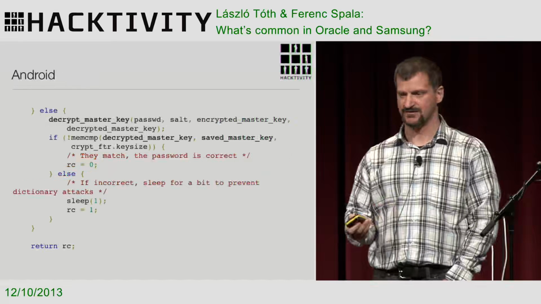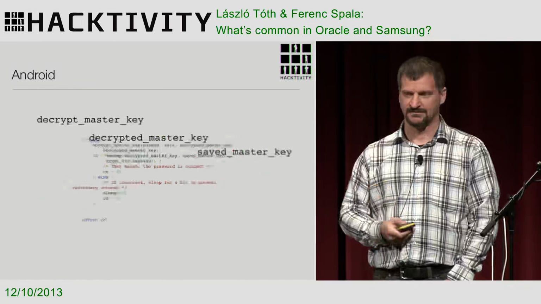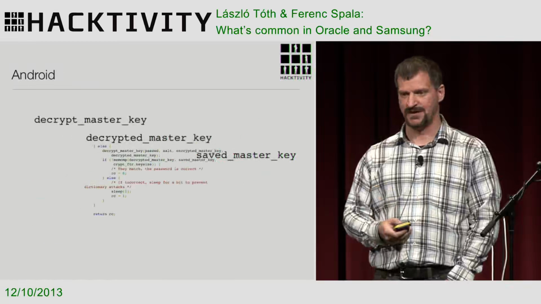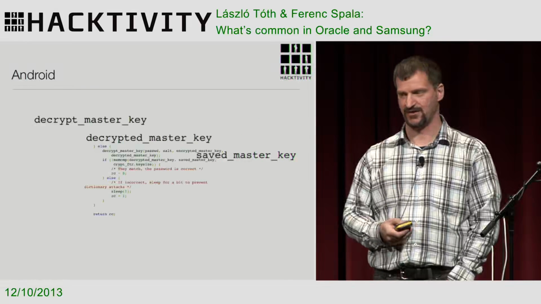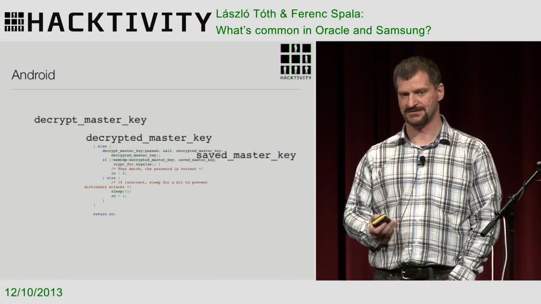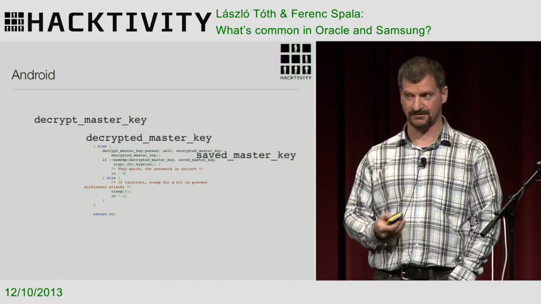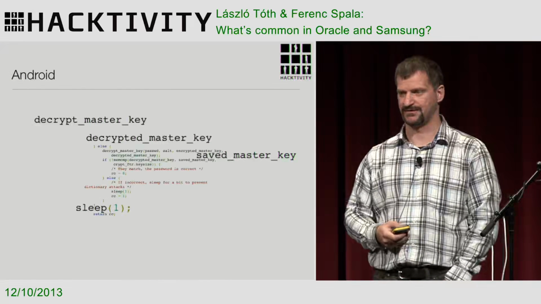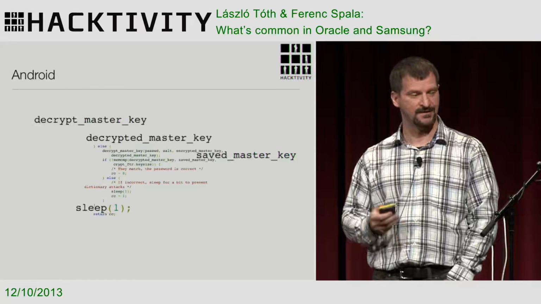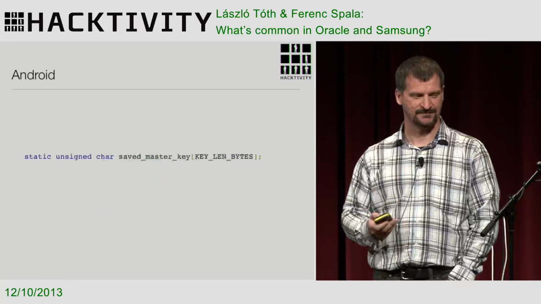Let's see how things work together on Android. It decrypts the encrypted disk key with the supplied password. The result is stored in the decrypted master key array. Then the decrypted master key array is compared to a saved master key, the cleartext key. And there is a slow sleep call against brute force attacks.